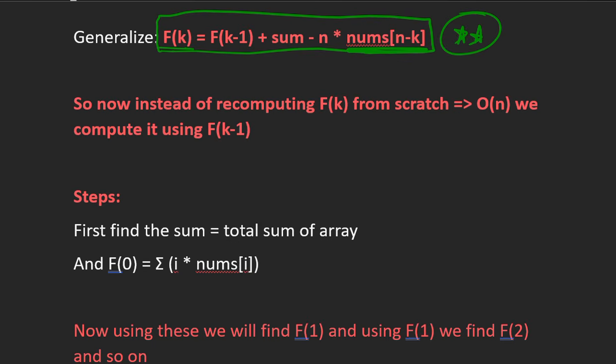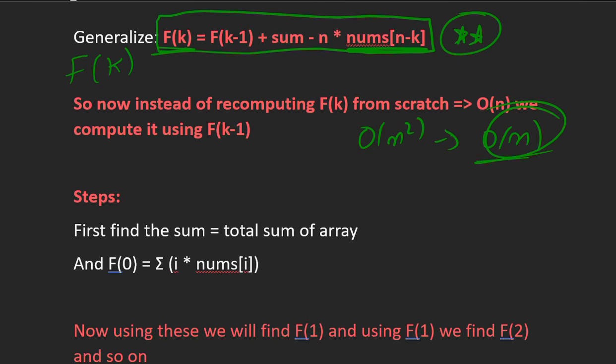So now, instead of rotating the array every time and finding the rotation function, we use this formula to calculate all the values of f, right? Earlier, what was the time complexity? Earlier the time complexity was big O of n square, so now that will be decreased from big O of n square to big O of n, right?